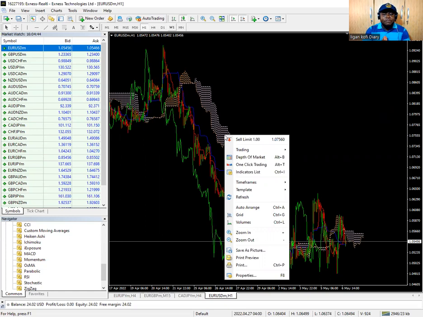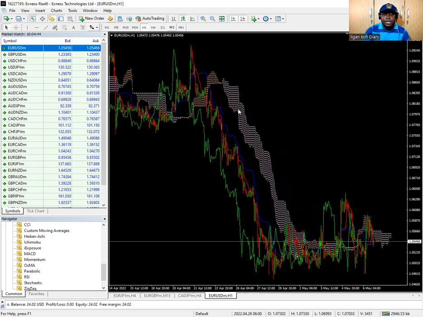When the lime line is very close to the price or to the candles, that is something not too clear. But once the lime line goes far away from the price, it gives you a clear indication for you to enter the trade. So that is that, okay? So these are the rules on Ichimoku.